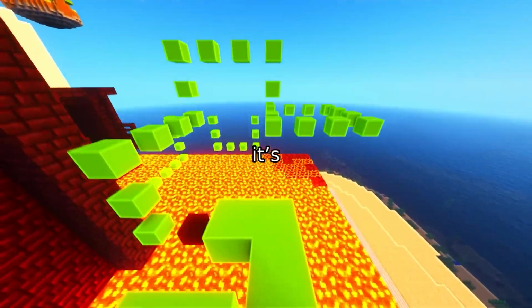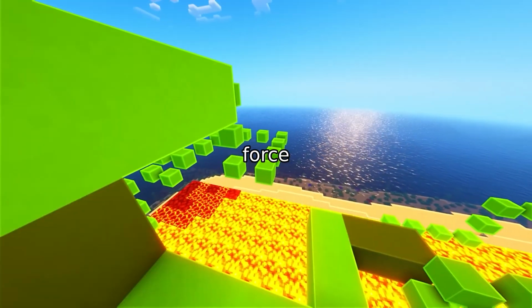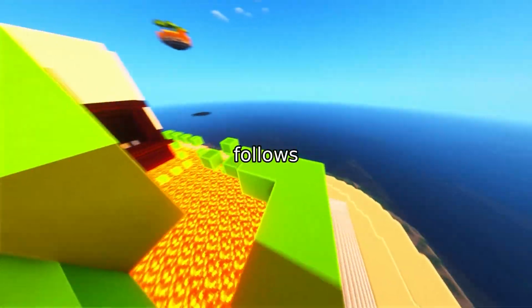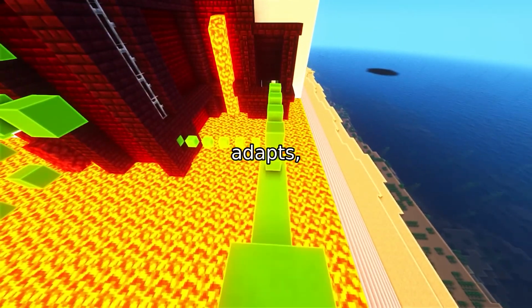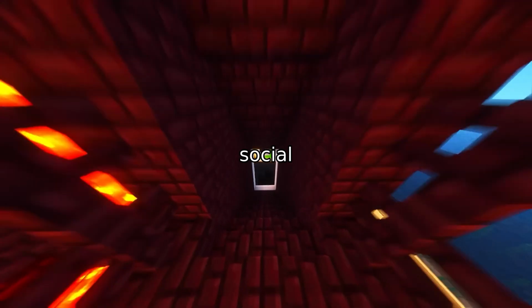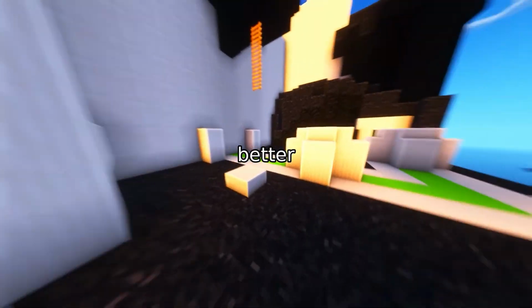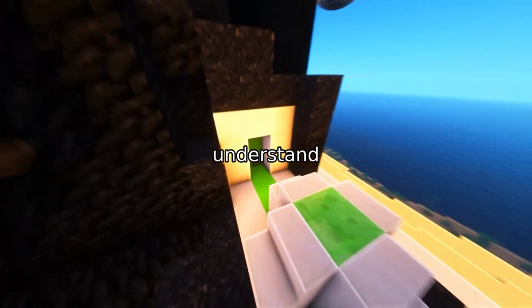Best of all, it's non-parametric. No need to force data into rigid boxes or assume it follows a specific pattern. It adapts, making it versatile for everything from climate models to social science. This isn't just about better math, it's about building tools that understand the chaos of the real world. And that's pretty exciting, right?